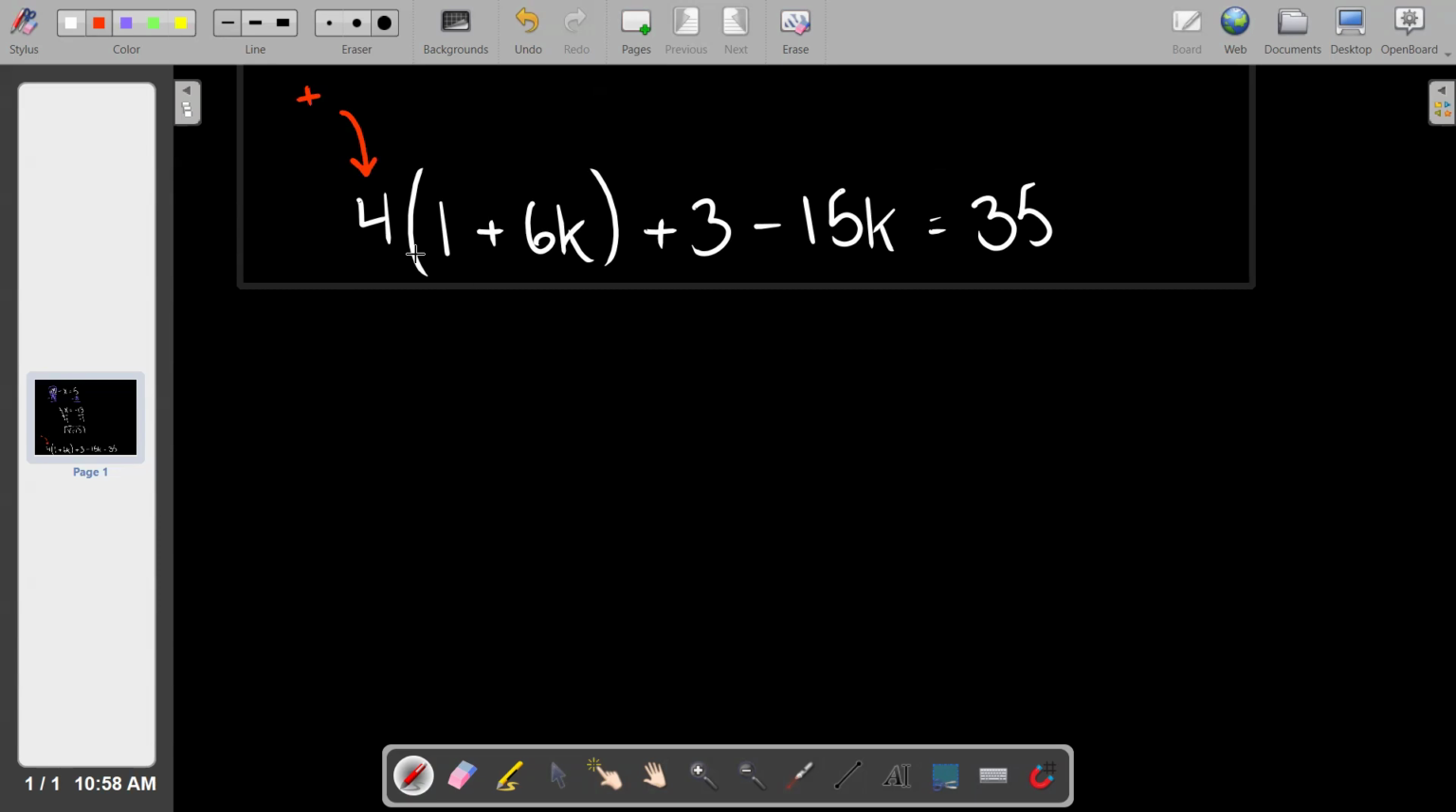If the number there is a positive, that's really good news because when we go to multiply, we don't have to worry about signs. So we just go this times this and this times this. Those answers are 4 times 1 is 4, 4 times 6 is 24k. And then you just copy down all the rest of the stuff.